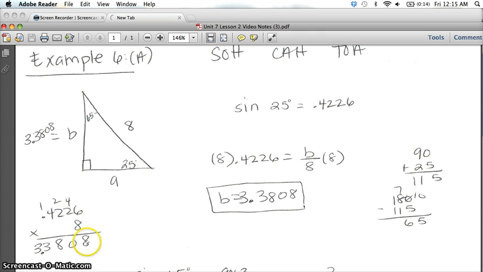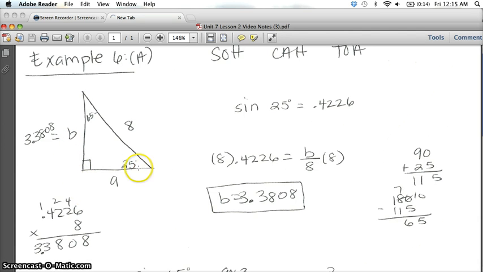8 times 6 is 48. 8 times 2 is 16 plus 4 is 20. 8 times 2 is 16 plus 2 is 18. And then 8 times 4 is 32 plus 1 is 33. We're going to move the decimal 4 times, which I did. And that gives us 3.3808. And that gives us what side B is.